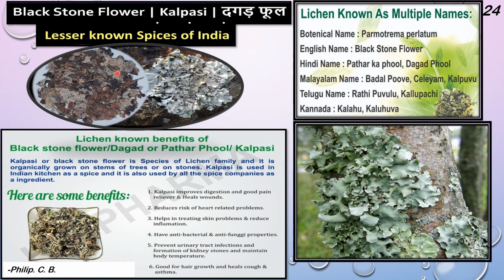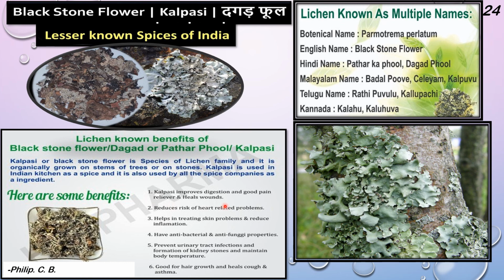But it is actually a lichen, which is a symbiosis between an alga and a fungus. So, lichen, known benefits of blackstone flower or dagad or pattar phool. Kalpasi or blackstone flower is a species of lichen family and it is organically grown on stems of trees or on stones. So hence, as it grows on stones, it is called dagad phool. Kalpasi is used in Indian kitchen as a spice and is also used by all the spice companies as an ingredient. Why? What are the benefits?